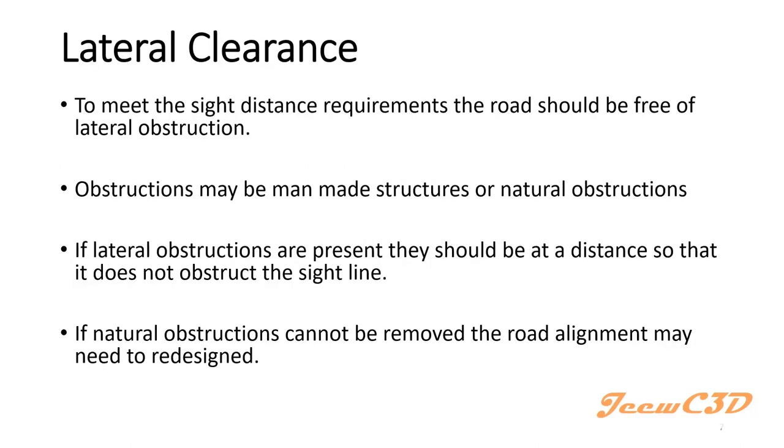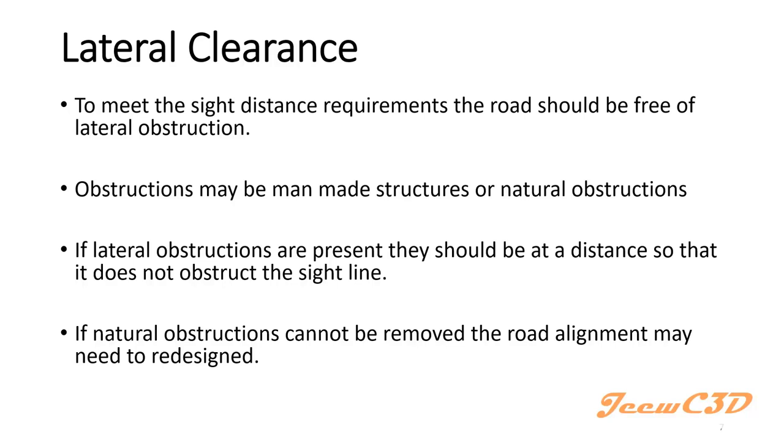Then we will be looking at something called lateral clearance. This is used to have the proper sight distance requirement on the road. To meet the sight distance requirement of a road, that road should be free of lateral obstructions. Lateral obstructions means obstructions at the inside edge of the curve, where that object will be disturbing the sight distance of the vehicles. These obstructions may be man-made structures or natural obstructions.